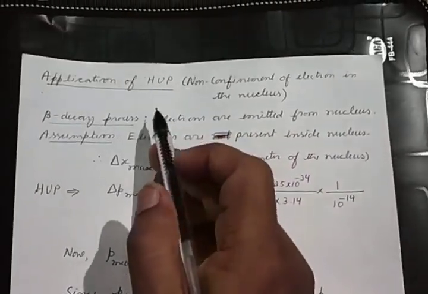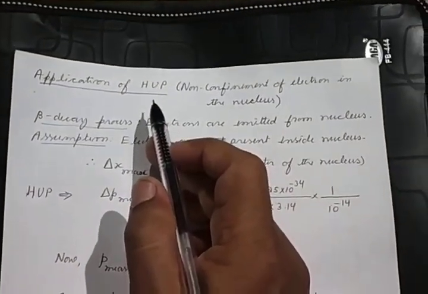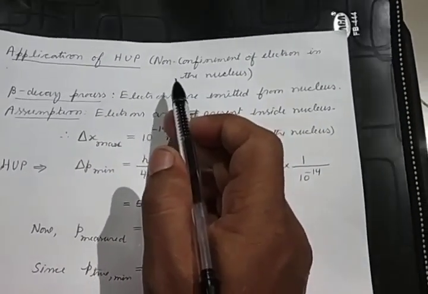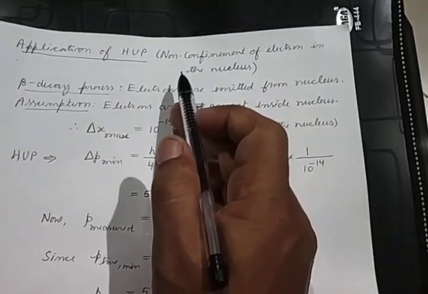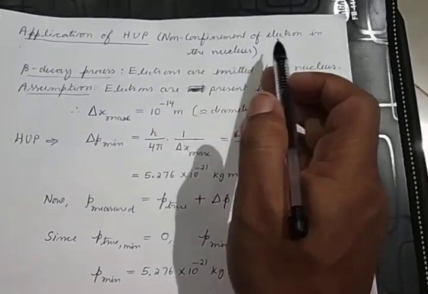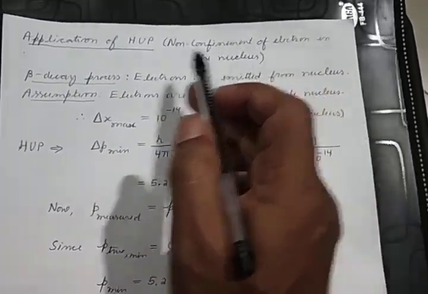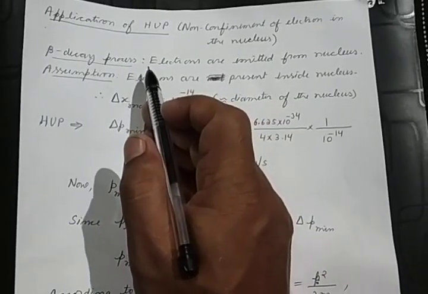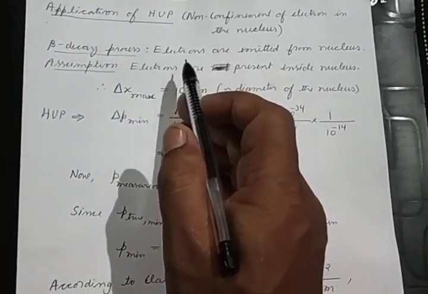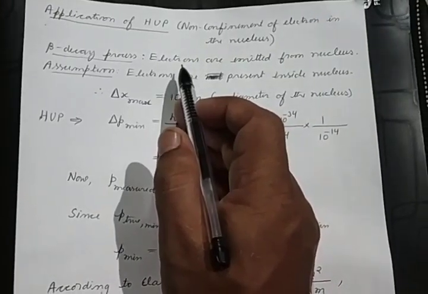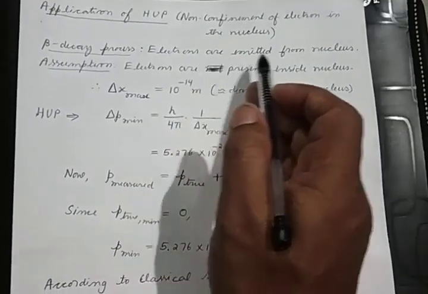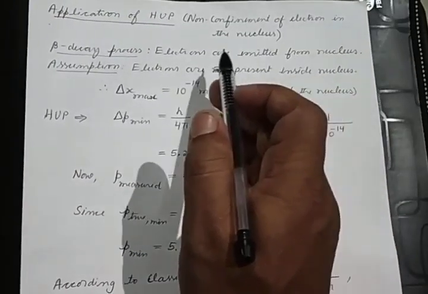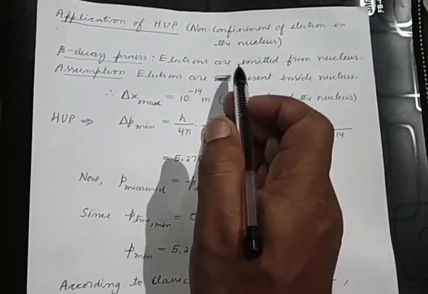Let us now talk about the application of Heisenberg's uncertainty principle. For this, we will take the case of the beta ray process and prove that the electron is not present inside the nucleus. In the beta ray process, we know that there is a radioactive decay taking place from the heavy nucleus, and the beta rays are essentially the electrons which are emitted from the nucleus. So here comes the question whether electrons are really present inside the nucleus.